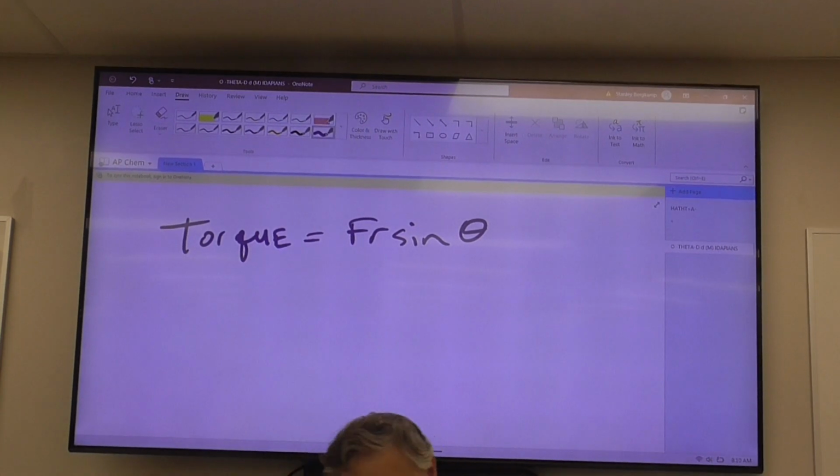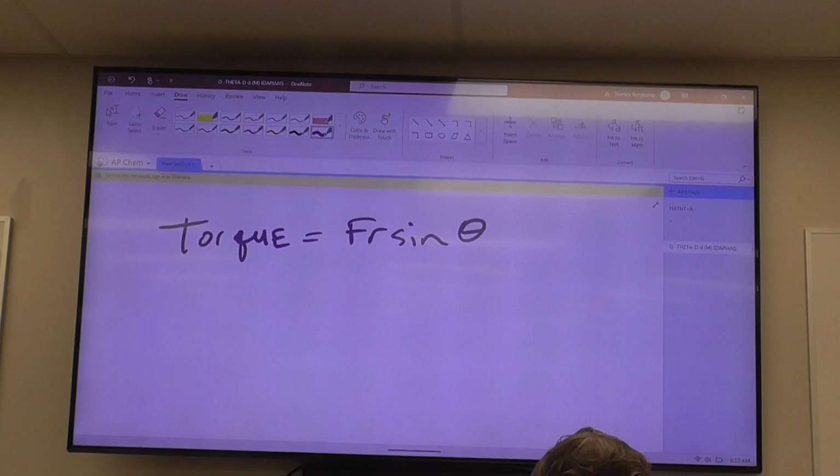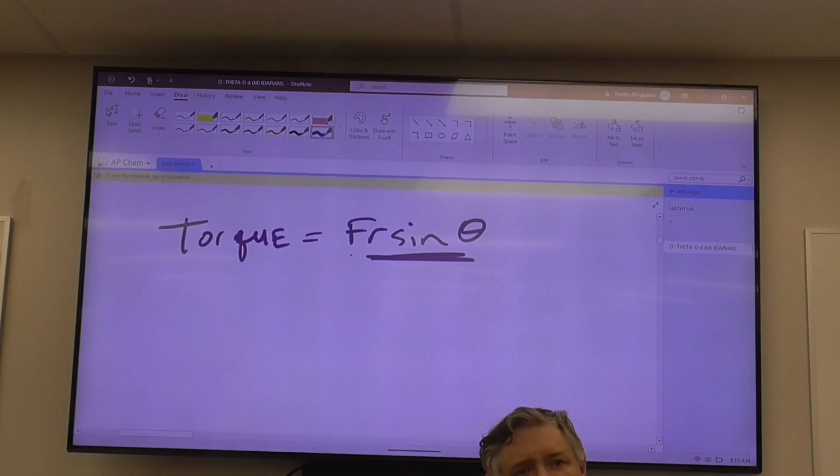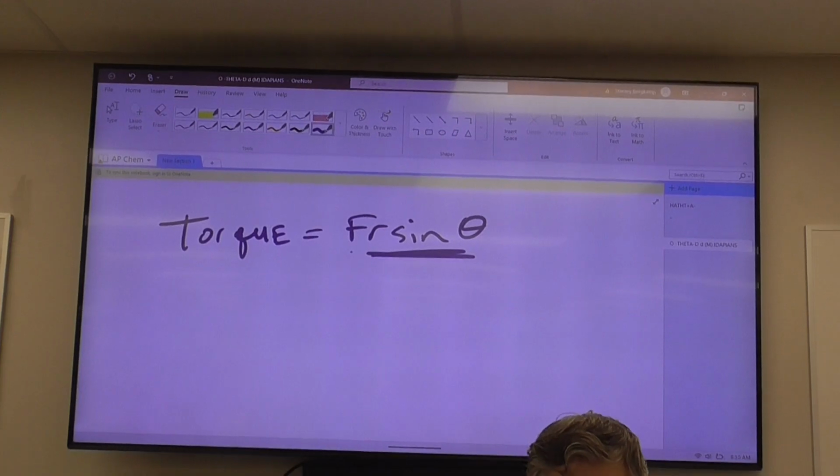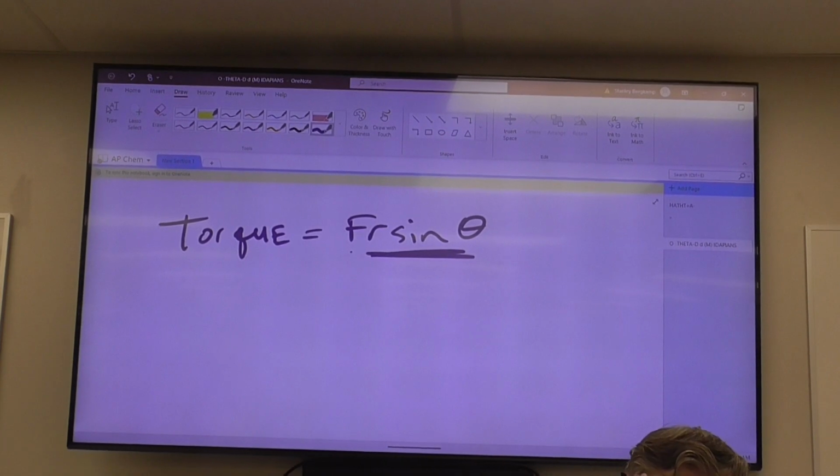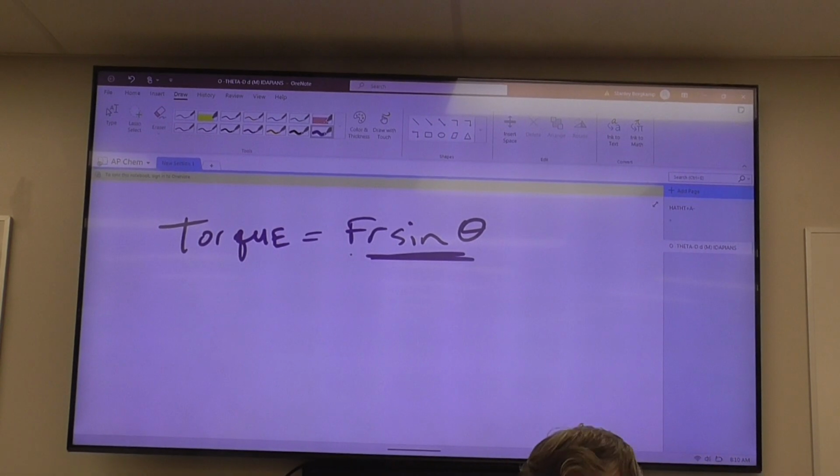Yes. All right, so here's the next big thing, and this is torque. Technically, torque, or if you're French, torque, is F R sine theta. So this is how it shows up on your equation sheet, F R sine theta. The sine theta part is going to be the angle at which the force is applied.